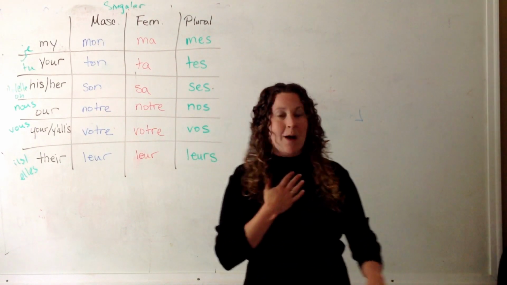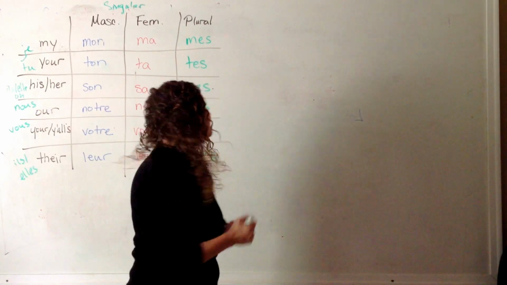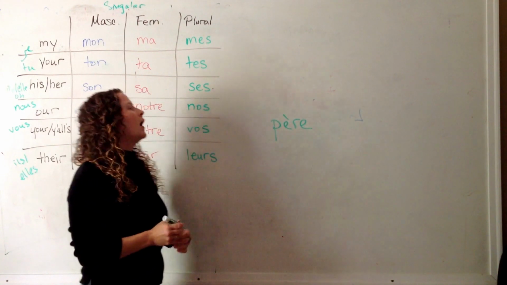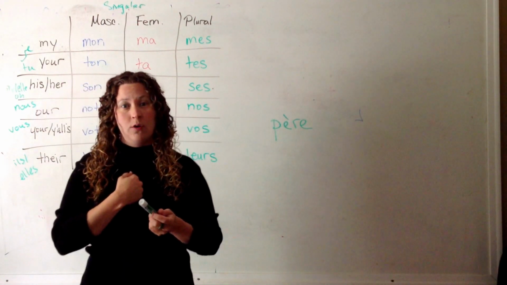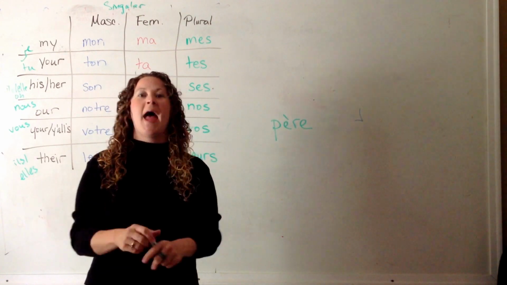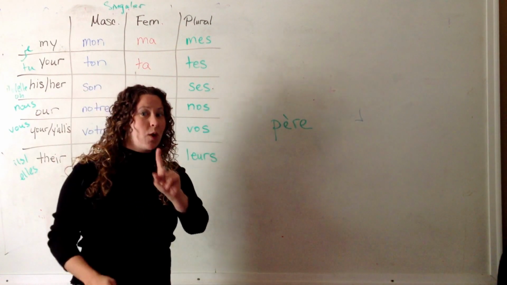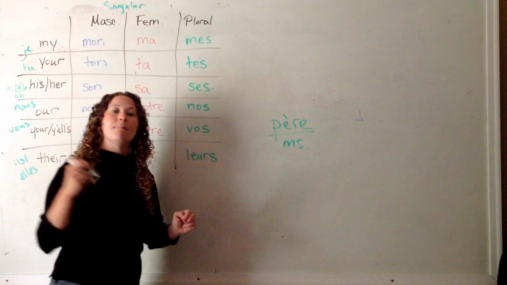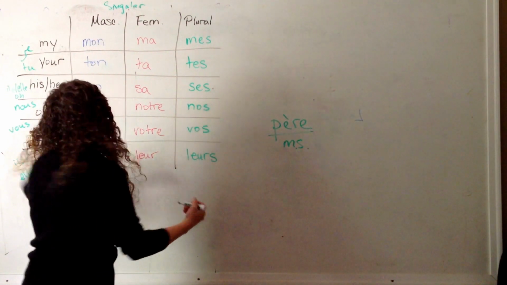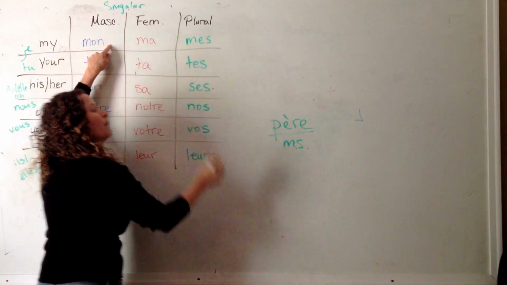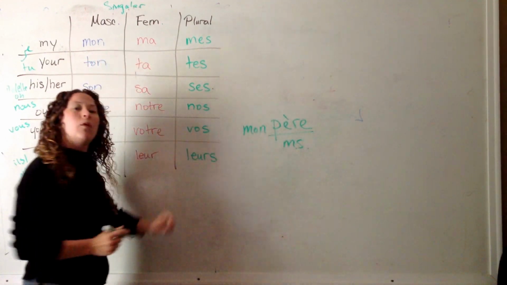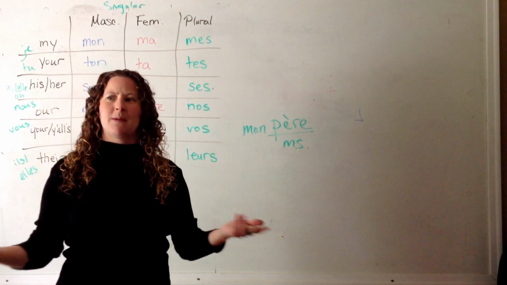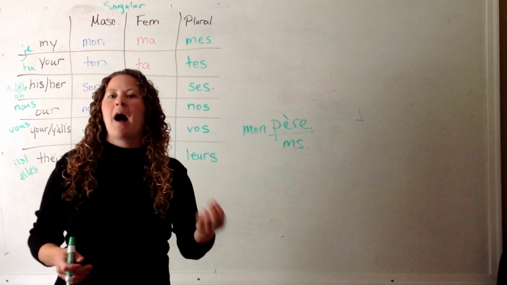So, for instance, if I wanted to talk about my father, don't forget your accent grave. Even though I am a girl, my father is a guy. And he's not plural. He's just one dad. So this is masculine singular. So I need the masculine singular way to say my, which is mon. Mon. So if I was talking about my father, I would say mon père. Okay? If I want to say my father is hungry, I would say mon père a faim.